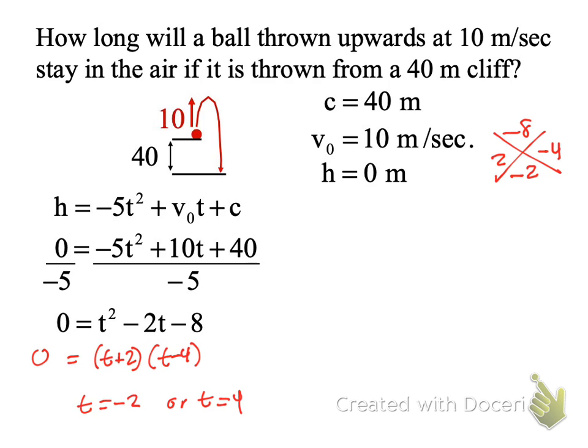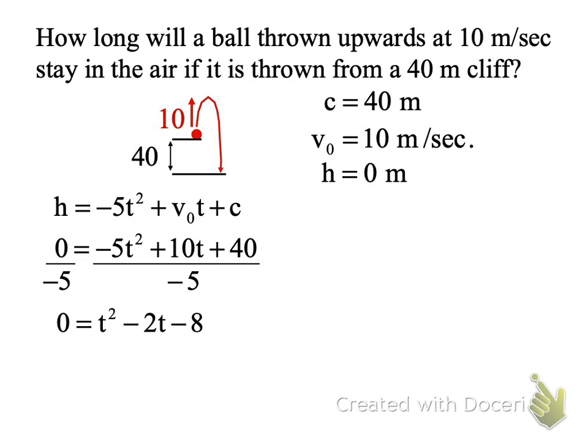What does that mean? It's just 4. Right, it's 4 seconds. So the question is, how long will a ball thrown upwards stay in the air? It will stay in the air from the initial throw to the ground 4 seconds. Does that make sense? Mm-hmm. All right, here we go.